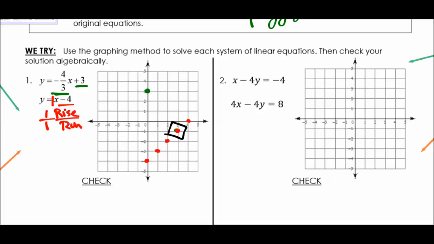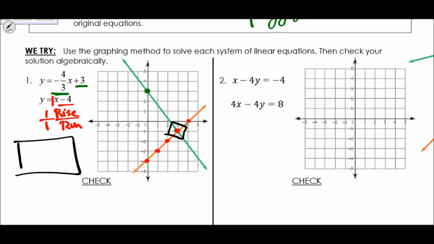I'm going to draw my lines in there, but we actually already found everything that we needed. The coordinates at that spot are my solution. I'm going to write that as an ordered pair. That's the point 3, -1. I'm just looking at the coordinates of that spot where they hit each other.